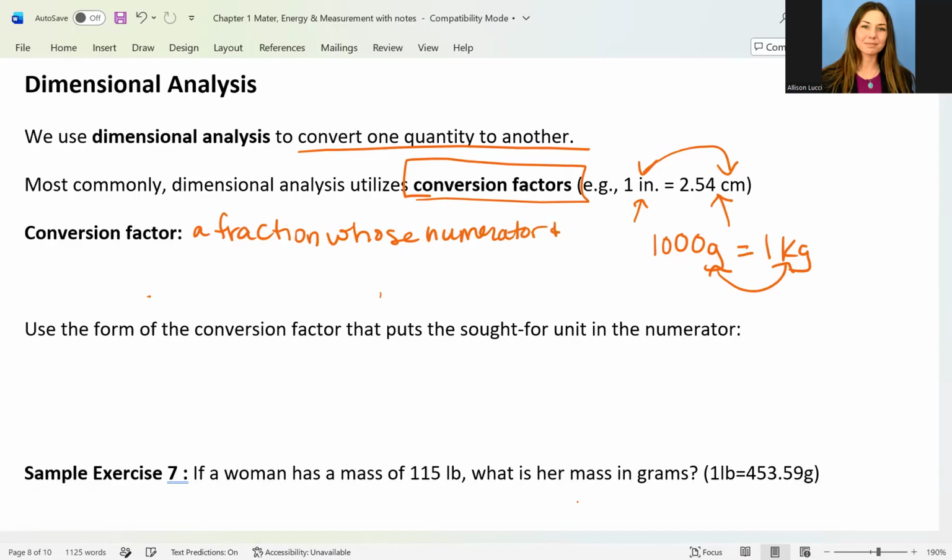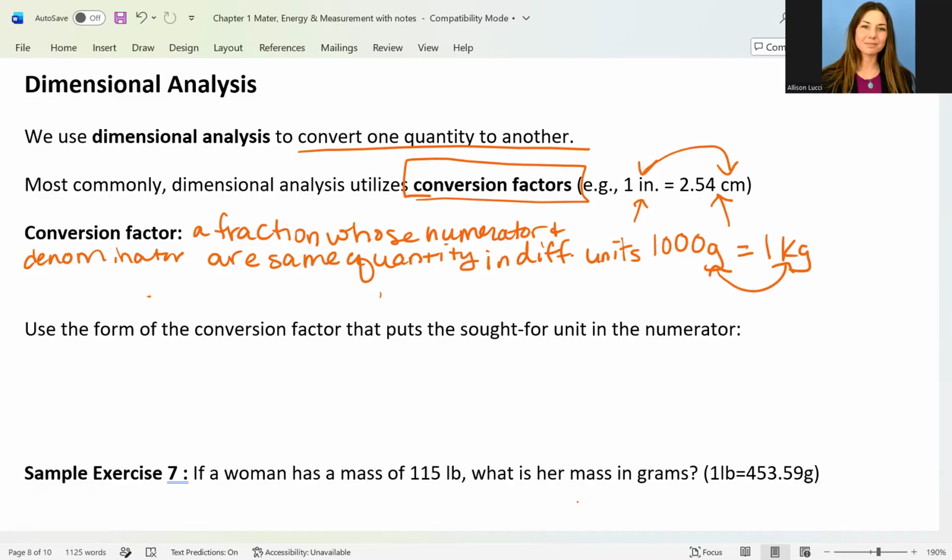So the numerator and denominator are the same equality, or the same quantity expressed in different units. So, same quantity in different units. And we'll see that we multiply by the unit that we want on top, and then we'll divide by the unit that we want to cancel out on the bottom.